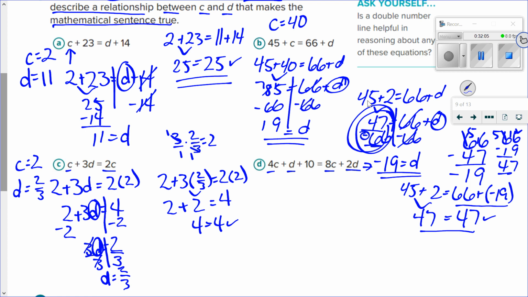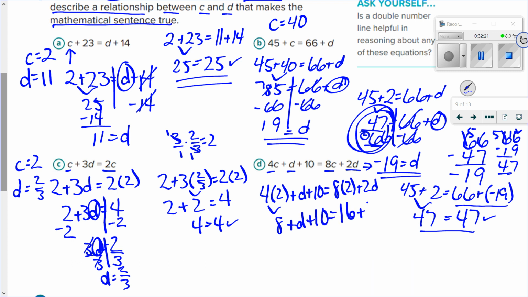I think 2 will actually work okay on this one. So we did 4 times 2 plus D plus 10 equals 8 times 2 plus 2D. So this now gives us 8 plus D plus 10 equals 16 plus 2D. So I now have D plus 18 equals 16 plus 2D.